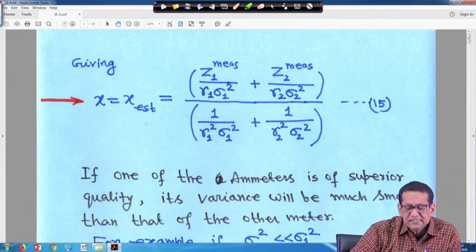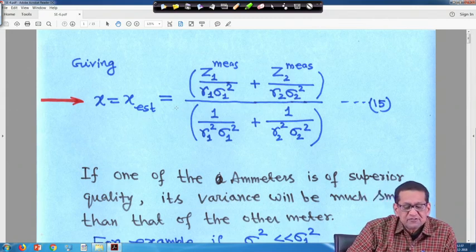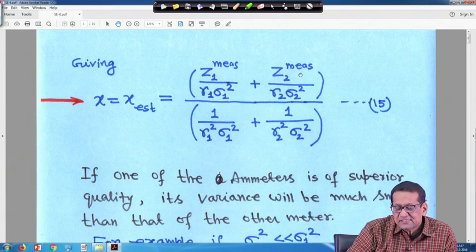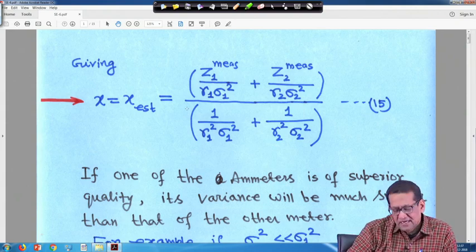Now, if you solve this, then you will get x estimated equal to z1 measure upon r1 sigma 1 square plus z2 measure upon r2 sigma 2 square, divided by 1 upon r1 square sigma 1 square plus 1 upon r2 square sigma 2 square. This is equation 15. You can easily write it from that equation, just simplify. I did not write the intermediate steps, but this is the expression.